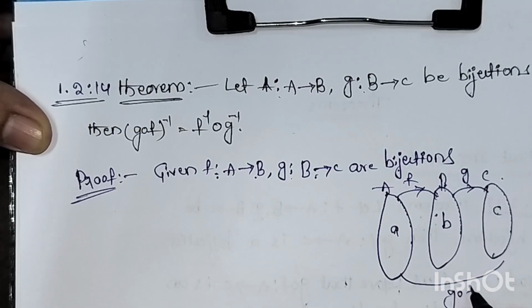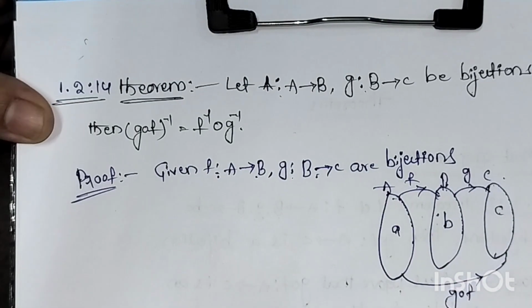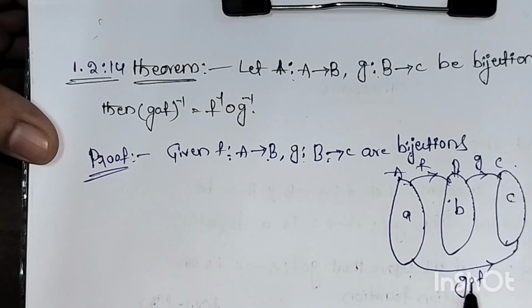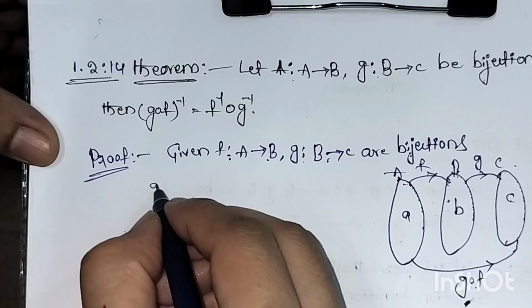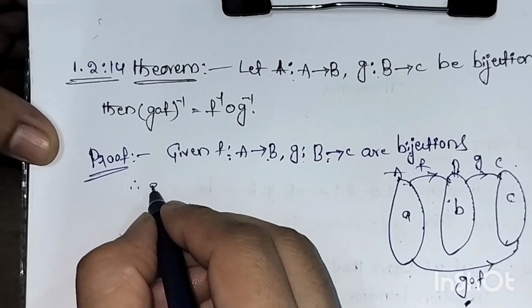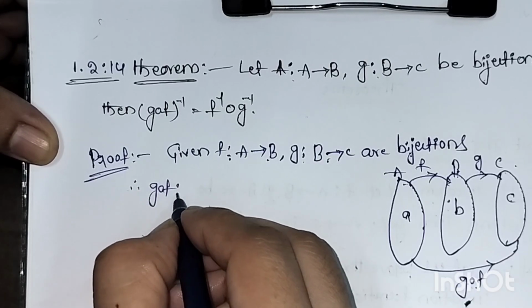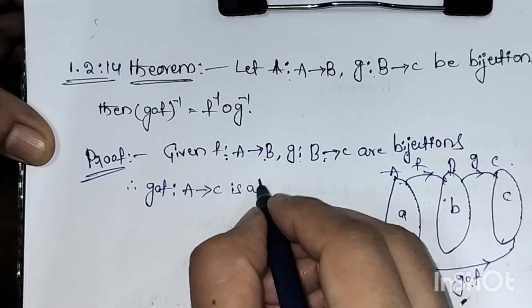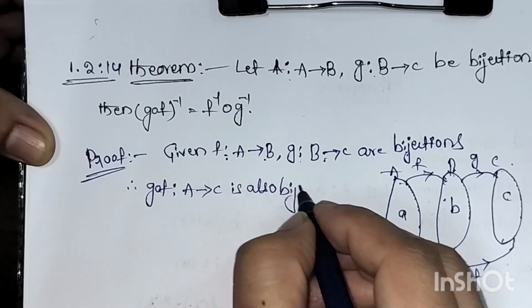G circle F from A to C. These two are bijections, then G circle F is also a bijection. Therefore, G circle F maps A to C is also a bijection.